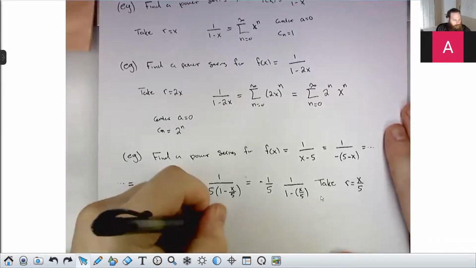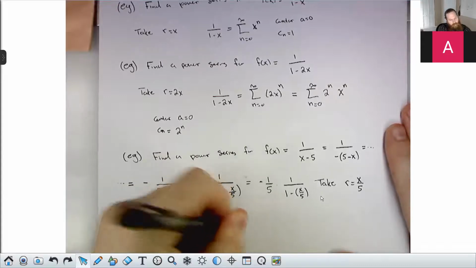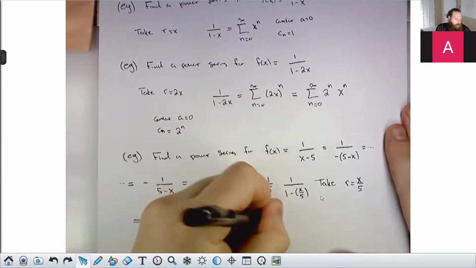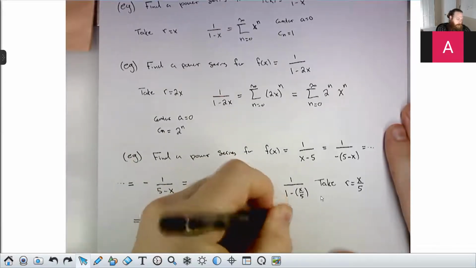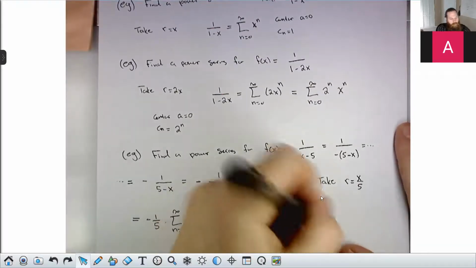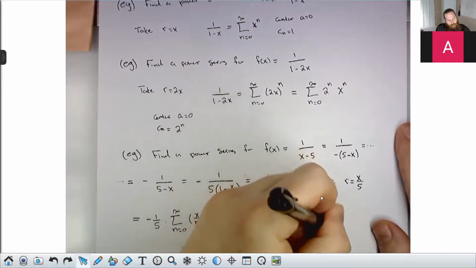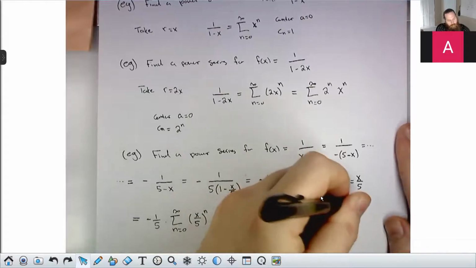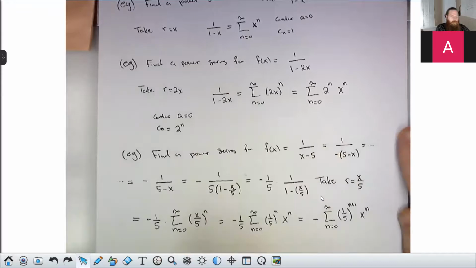And again, we can clean this up. This is negative 1/5 sigma n from 0 to infinity, 1/5 to the n times x to the n. I'll leave the negative outside here, but I'm going to bring the 1/5 in because it'll interact with this. This is negative sigma n from 0 to infinity, 1/5 to the n plus 1 times x to the n. Good, right?